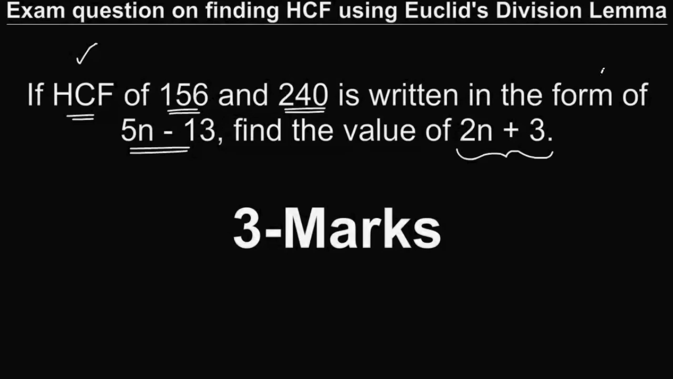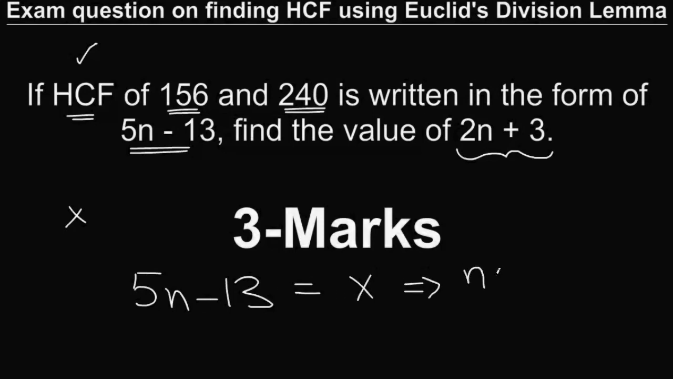Once we find out the HCF, whatever the number is, that will be equal to this expression. In other words, say our HCF is x. Then 5n minus 13 will be equal to x, and from there we are going to be able to find the value of n. Once we know the value of n, we can simply plug in over here and easily find out 2n plus 3. This is how we solve these questions.